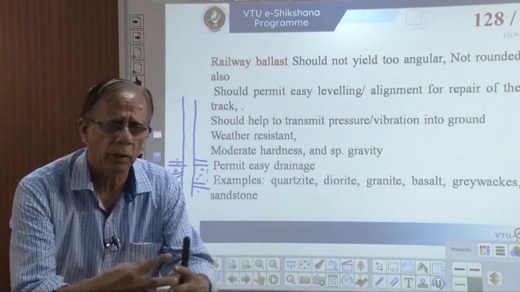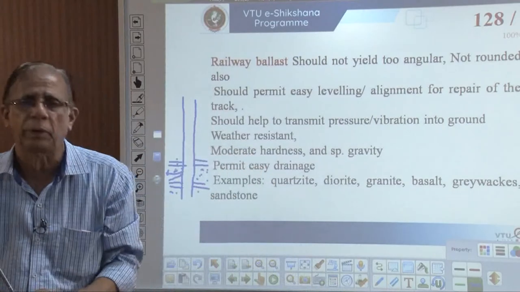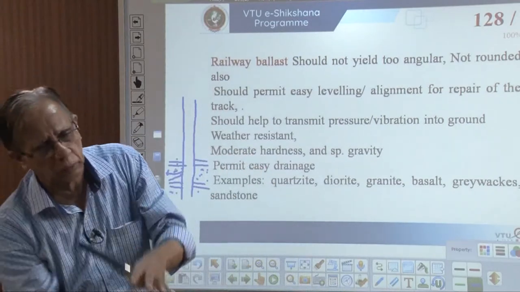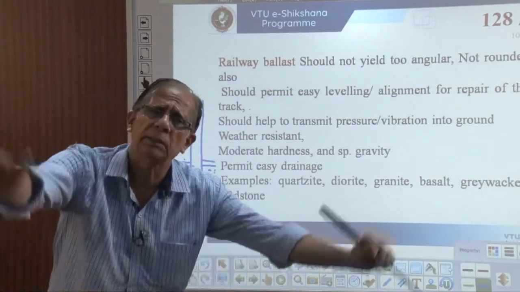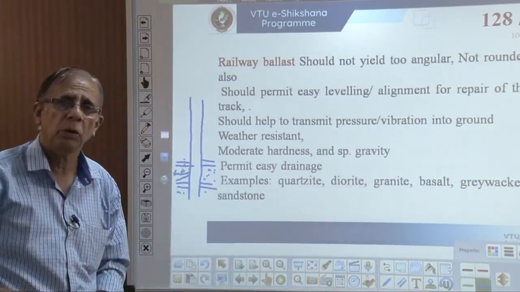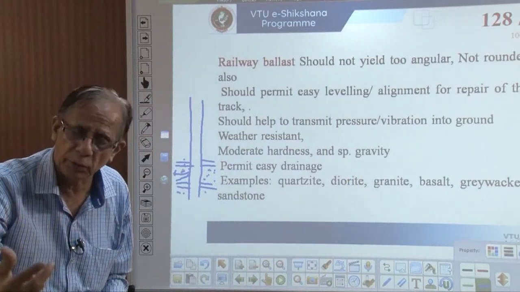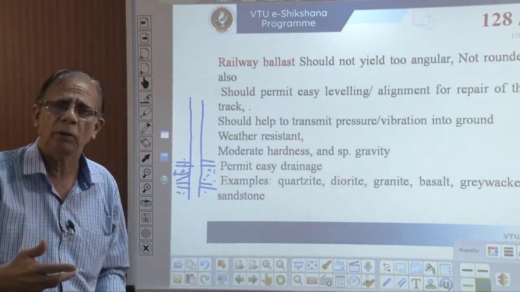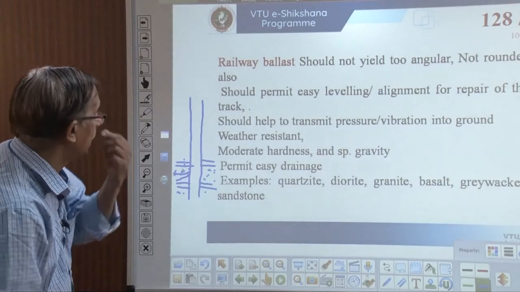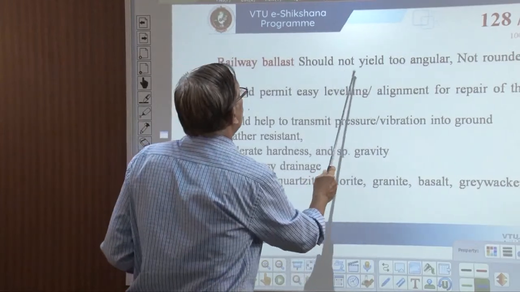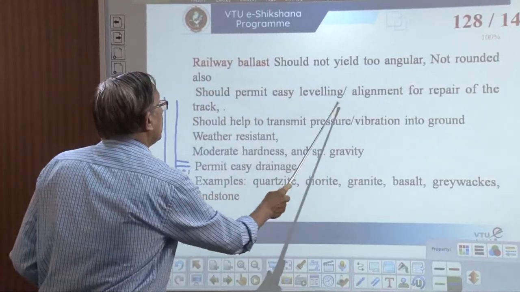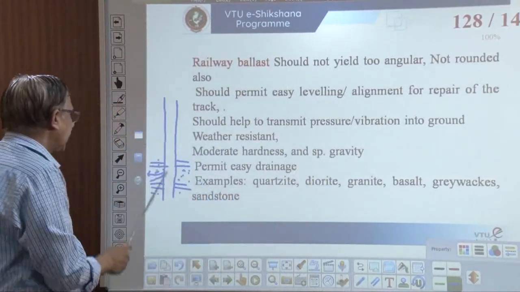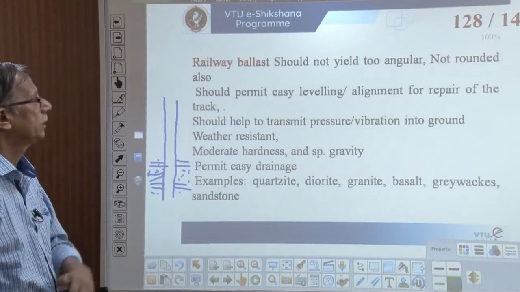Too angular fragments, I am not able to drag them, pull them or get them compacted, etc.; it is difficult to align. Too rounded, they slide easily. Therefore, a rock which is too rounded or too angular is not good. On one hand, they also should not yield, therefore angular, not rounded. They should help easy alignment and repair.